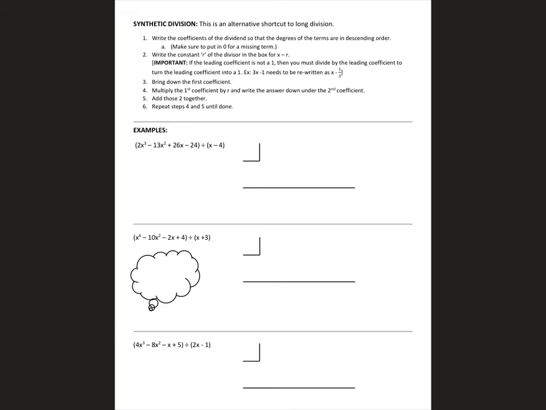So the first thing that I am going to do is I am going to rewrite all of the coefficients of the dividend. Okay? So we have a 2, a negative 13, a 26, and a negative 24. Okay?